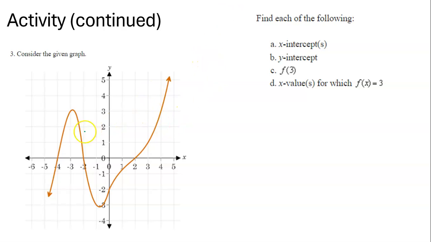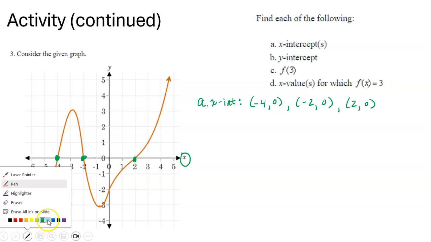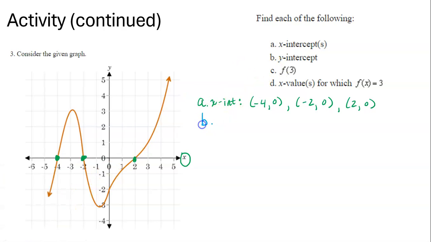Okay. All right, given this graph, find the x-intercept, y-intercept, f of 3, and so on. So x-intercept. Every time it crosses the x-axis, we have an x-intercept. So my x-intercepts are -4, 0, -2, 0, and 2, 0. My y-intercepts, there should only be one if it's a function. Right there. So that's going to be 0, -2.